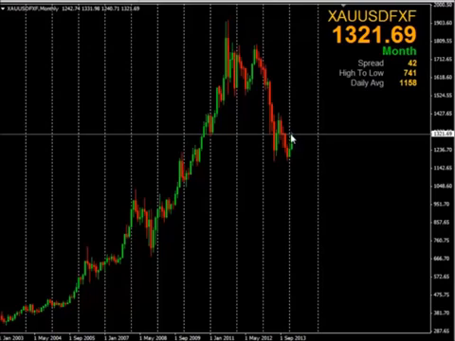This is where the current price is. This is the line of the current price, right? And it's displayed here on the top right: 1321.69. So that's the current spot price.